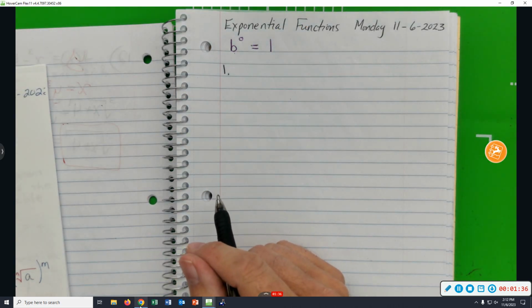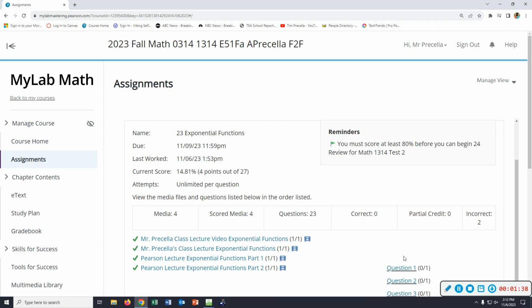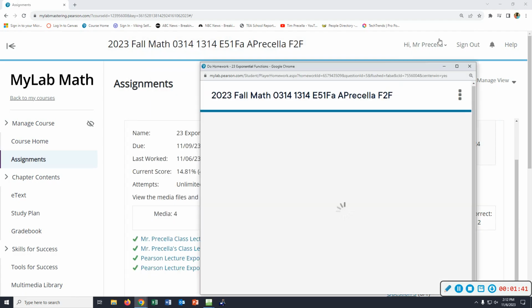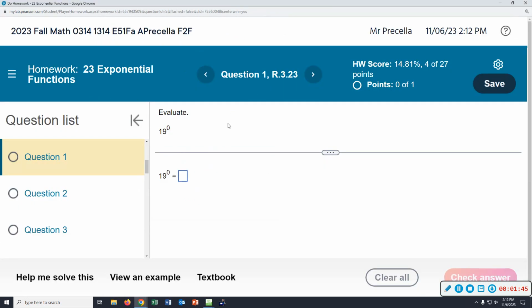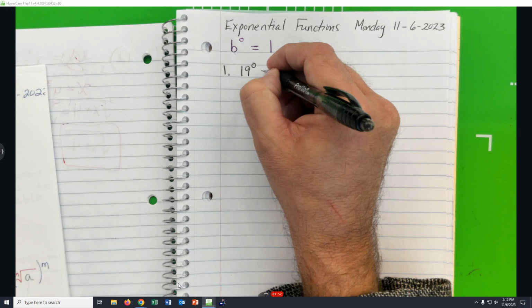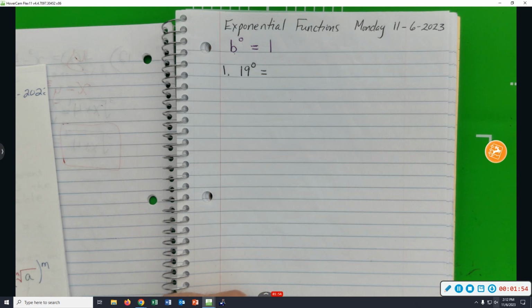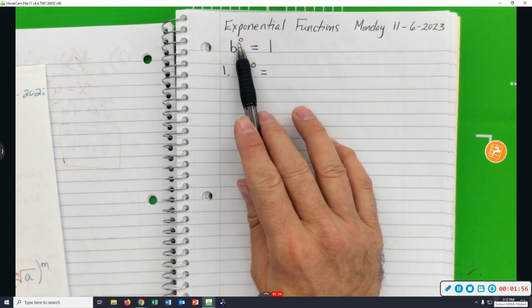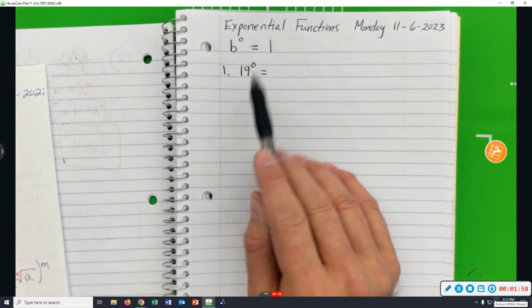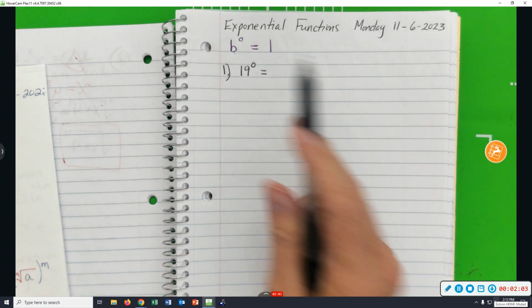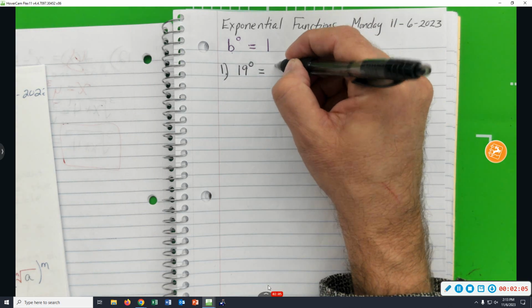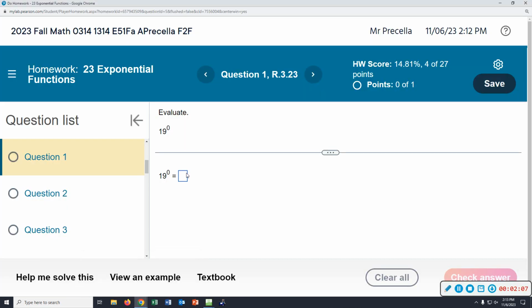Just pull up problem 1. This is one of those problems that doesn't require a lot of writing. It says evaluate 19 to the 0 power. Well, we just said anything to the 0 power is defined to be 1. So what do we think the answer to problem number 1 is? 19 to the 0 power is 1. Okay, so type that in.